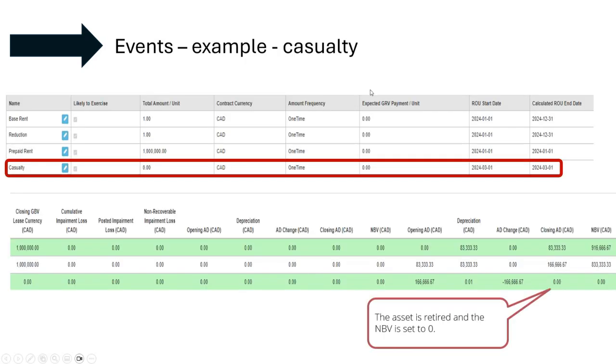So this is an example. We have the base fully prepaid lease for $1 million, and we are terminating. We are using the asset casualty to end the asset and retire it. So here we have the gross book value at 0, and we are reducing the accumulated depreciation, and our NBV is set to 0 at the end.